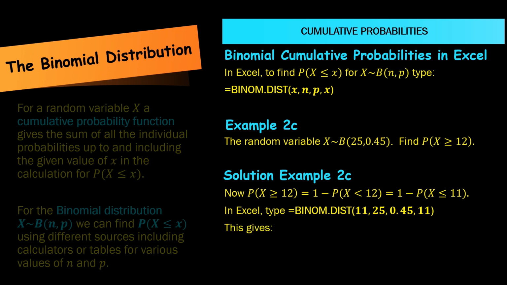And this gives us 1 minus 0.54257, where of course this decimal value is the probability that x is less than or equal to 11. And this equals 0.45743.